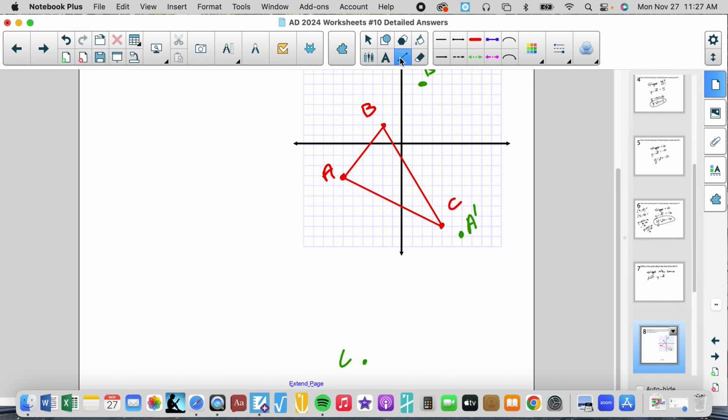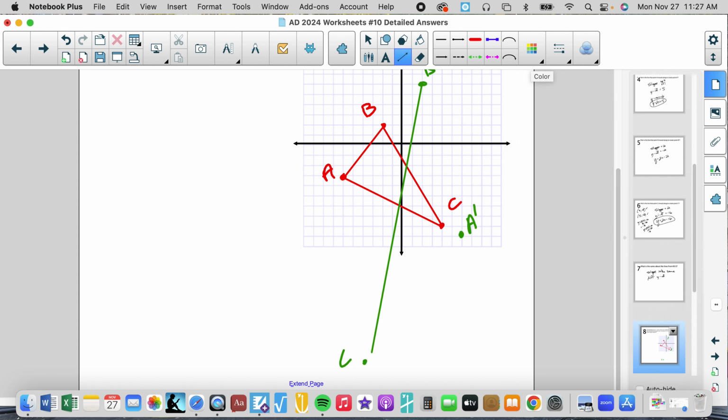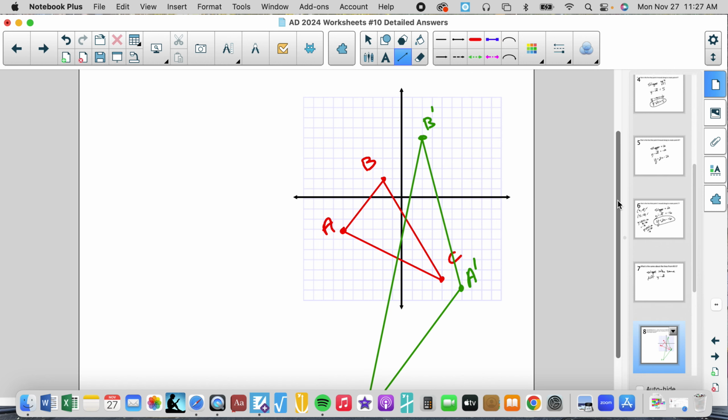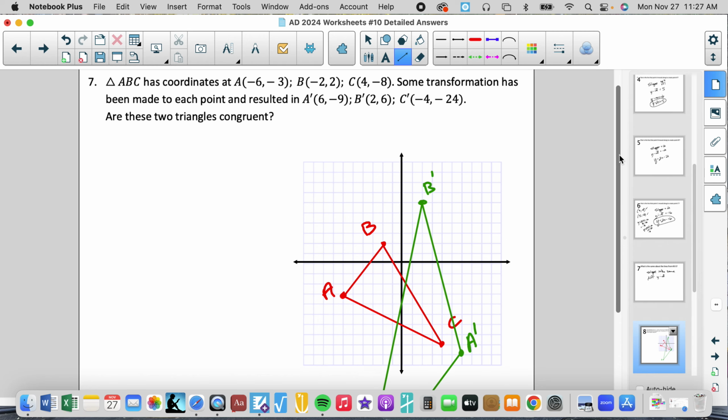Let's connect the dots, and I'm going to go out on a wild guess and say that they are not congruent, maybe, because the shape looks completely different. But let's look and see.